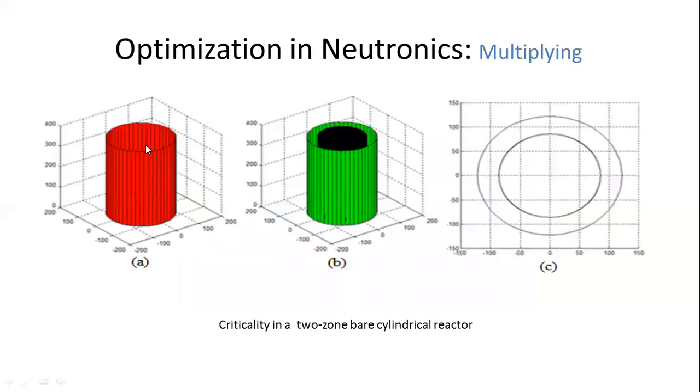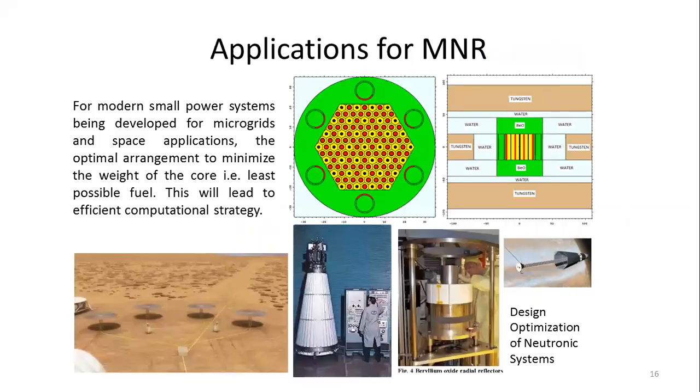In a nuclear reactor, now this is a cylindrical reactor, as most reactors are. You could divide the core into two regions. One is the inside cylinder, one is the outside cylinder. And you could determine the criticality in a two-zone bare cylindrical reactor. You could find the optimal distribution of fuel to minimize the amount of U235 required for criticality.